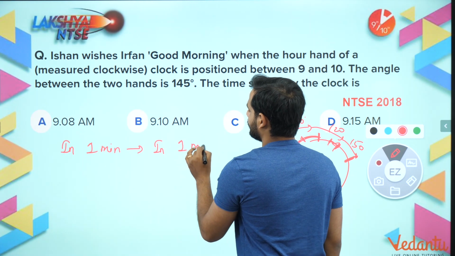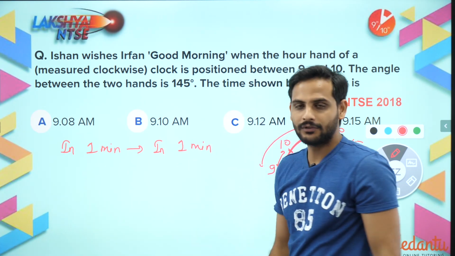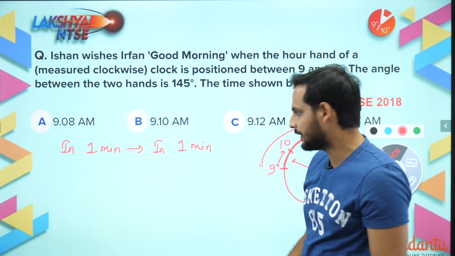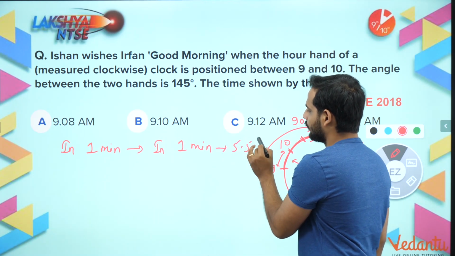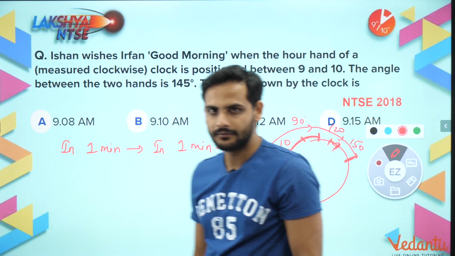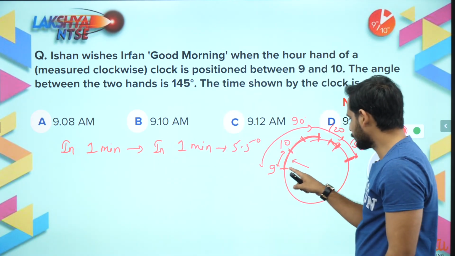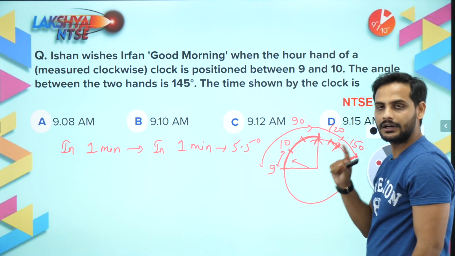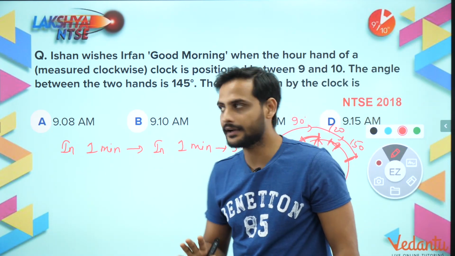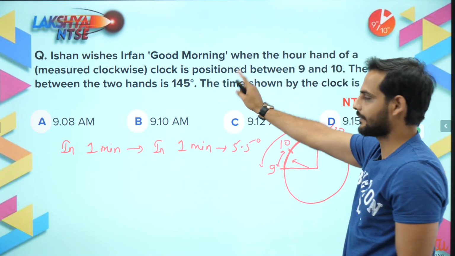In 1 minute, the overall angle between them changes to what? 5.5 degree. Overall angle between them. Okay, exactly at 9 o'clock, the angle between them was 90 degree. Correct? So from 145 degree, now 145 degree is the exact angle.